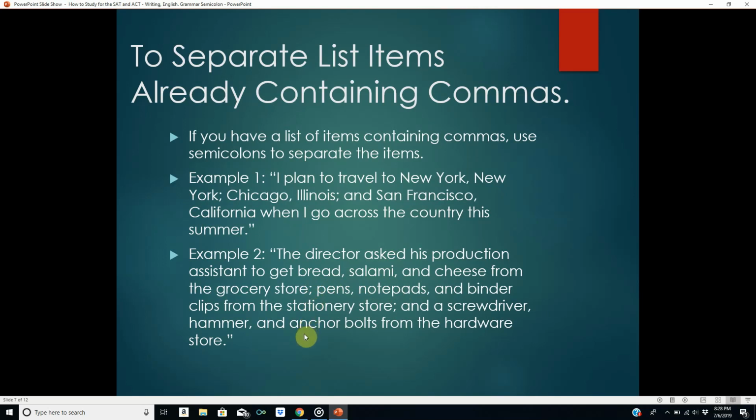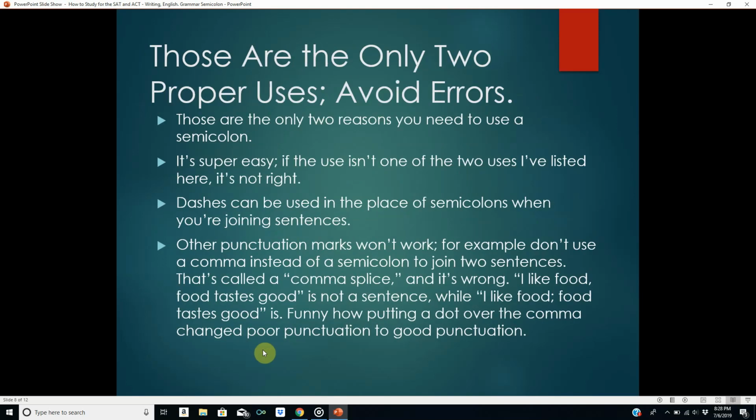All right. So moving on to the next. Oops. Those are the only two proper uses of semicolons, certainly the only two that you're going to run across on the SAT or the ACT.